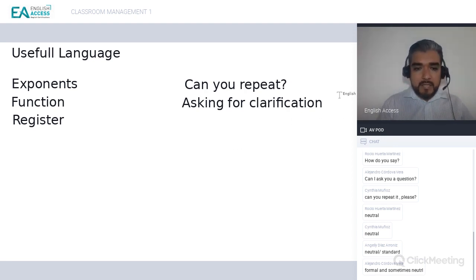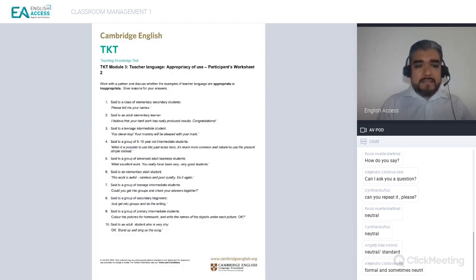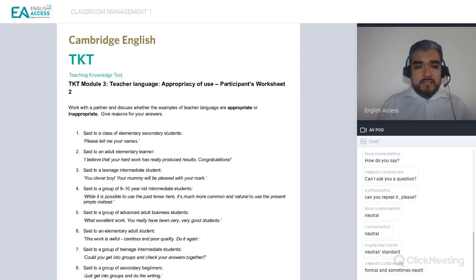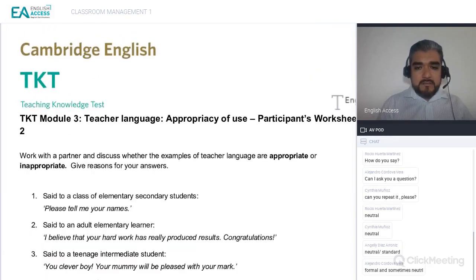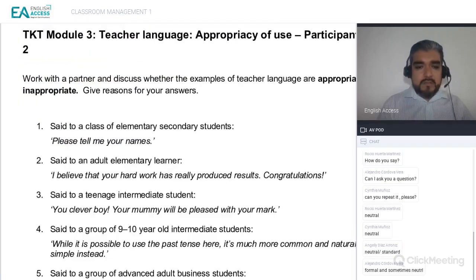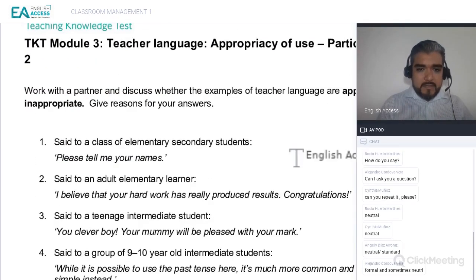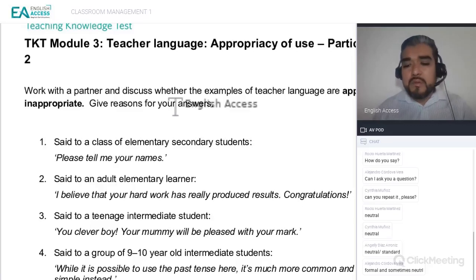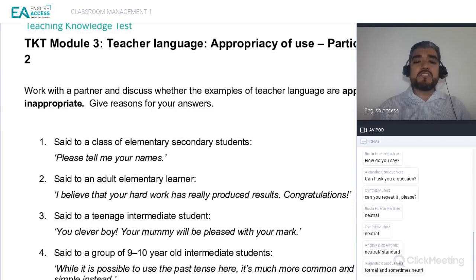Here, I have some phrases that some teachers in a different part of the world used. I want you to help me. We're going to read these phrases, okay? And I want you to tell me if you consider this phrase is appropriate or inappropriate for a teacher, okay?